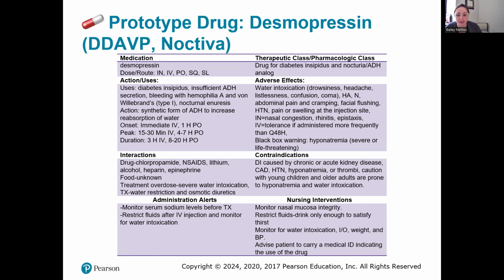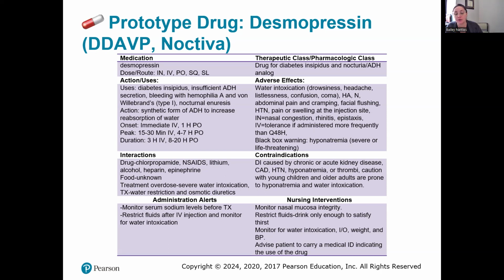Restrict fluids after the IV injection and monitor for water intoxication. So this is already going to tell you to conserve all the water you have. If we drink a bunch more, so it says in the nursing interventions, restrict fluids, drink only enough to satisfy thirst. That means that they're not on a no liquid diet. It just means if they're thirsty, let them drink. Otherwise, leave it alone. You don't need any extra water, just a little bit, okay? Because we don't want to give all that water to the patient, then have it be conserved and then become hyponatremic or water intoxicated, okay?